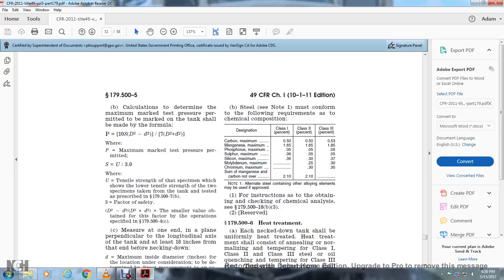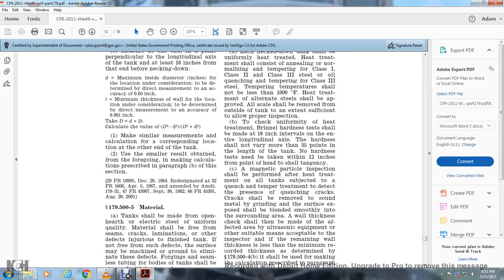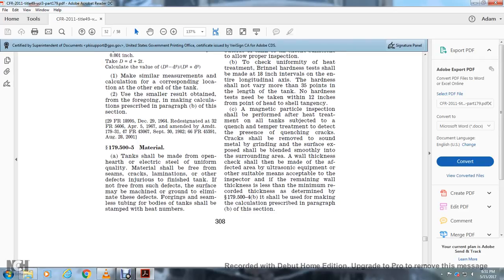Calculations determine the maximum test pressure of the tank marked on the tank shell as P equals 10 times S times (D squared minus d squared), divided by 7 times (D squared plus d squared). P is the maximum marked test pressure in PSI. S is equal to the tensile strength of the specimen showing the lowest tensile strength of the specimens taken from the tank and tested as prescribed in 179.507 B, divided by 3, where 3 is the factor of safety. Make a similar calculation corresponding to the location at the other end of the tank, using the smaller result, the same as the foregoing, making the calculation prescribed in paragraph B of this section.